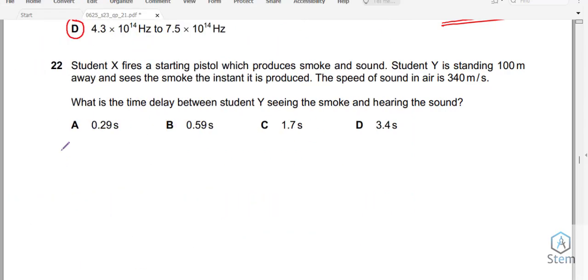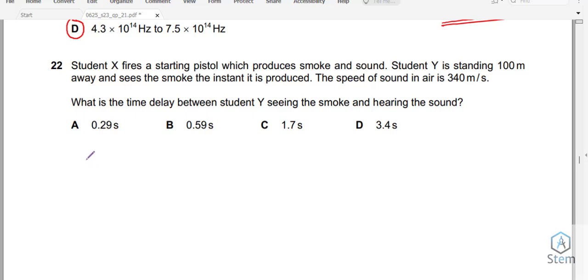Student X fires a starting pistol which produces smoke and sound. Student Y is standing 100 meters away and sees the smoke the instant it is produced. The speed of sound in air is 340 meters per second. What is the time delay between student Y seeing the smoke and hearing the sound?